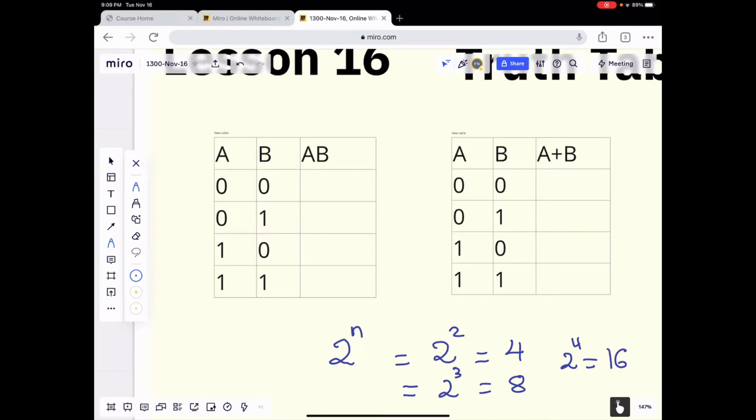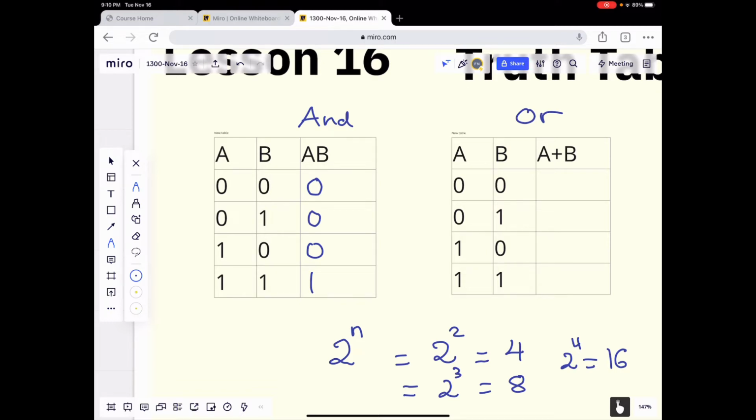So here you got 2 variables, A and B. 0 times 0 equals 0, or false times false equals false. And 0 and 1, that means false and true, equals false. 0 times 1 equals 0, 1 times 0 equals 0, and 1 times 1 equals 1. So this is the AND table.